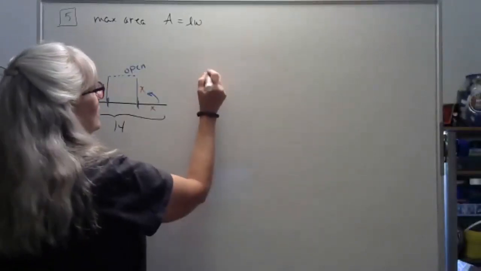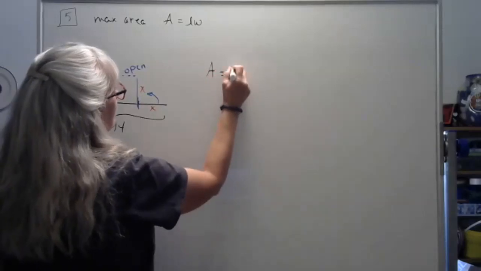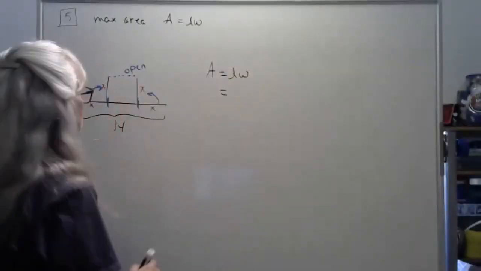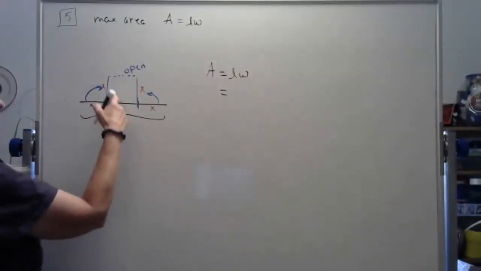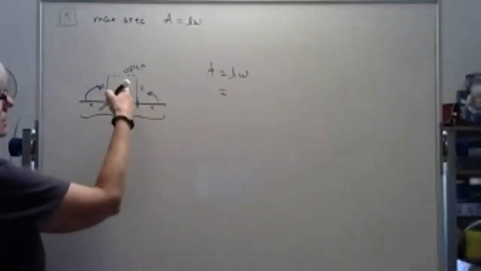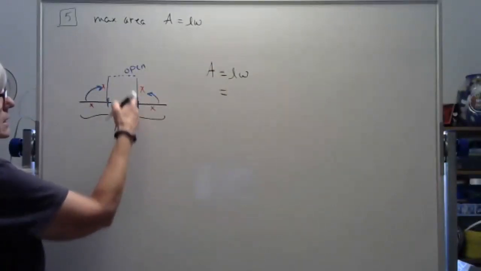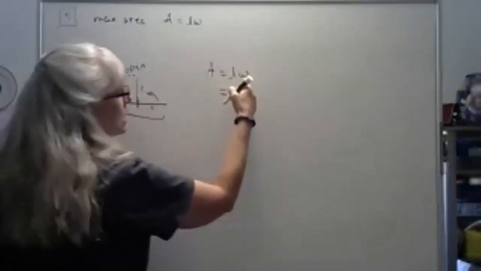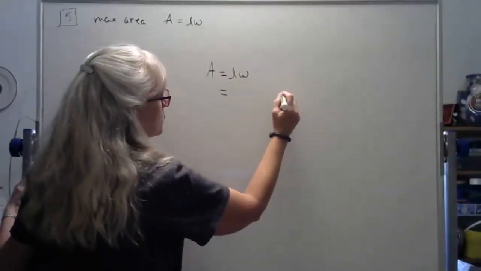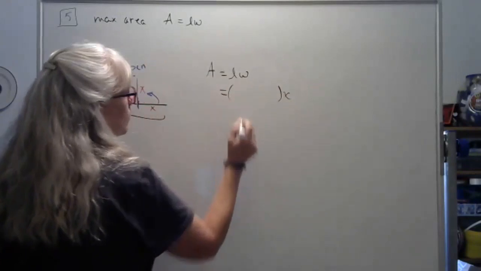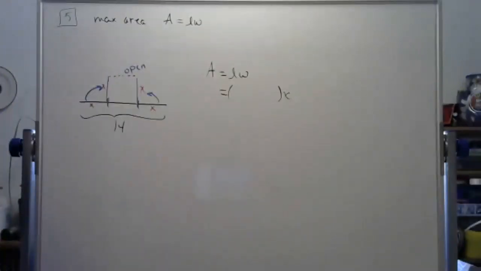Okay, well, so our area is our length times our width. So I'm going to call this guy my length and this guy my width. So again, this side's the length, this side's the width. So the width's easy because it's just X. So I know that this W is really just X sitting at the end of this. But now I have to figure out the length.